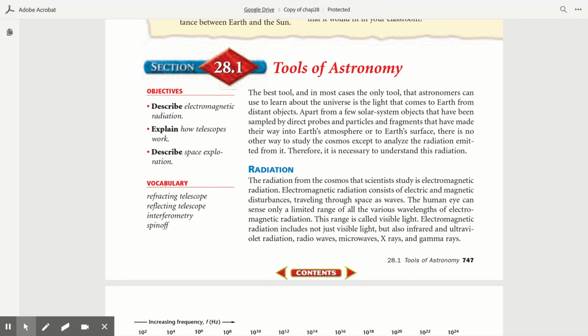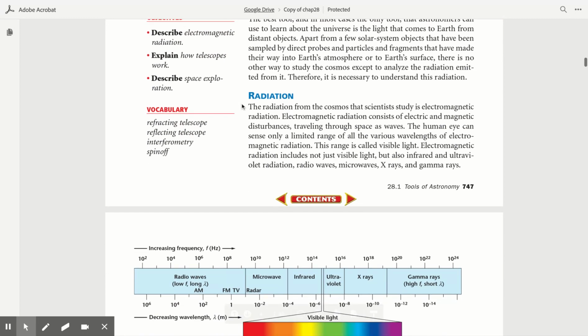Apart from a few solar system objects that have been sampled by direct probes, and particles that are fragments that have made their way into Earth's atmosphere or Earth's surface, there is no other way to study the cosmos except to analyze the radiation emitted from it. Therefore, it is necessary to understand this radiation.